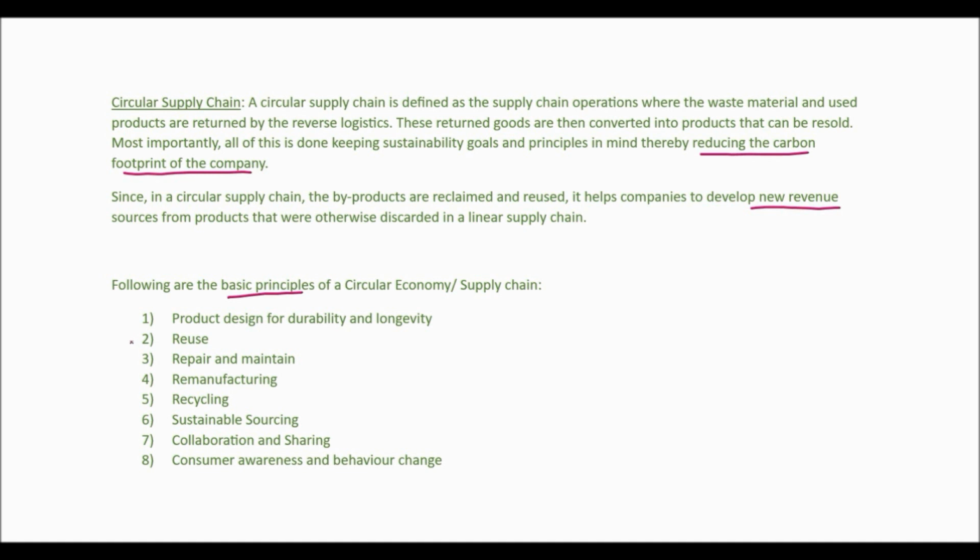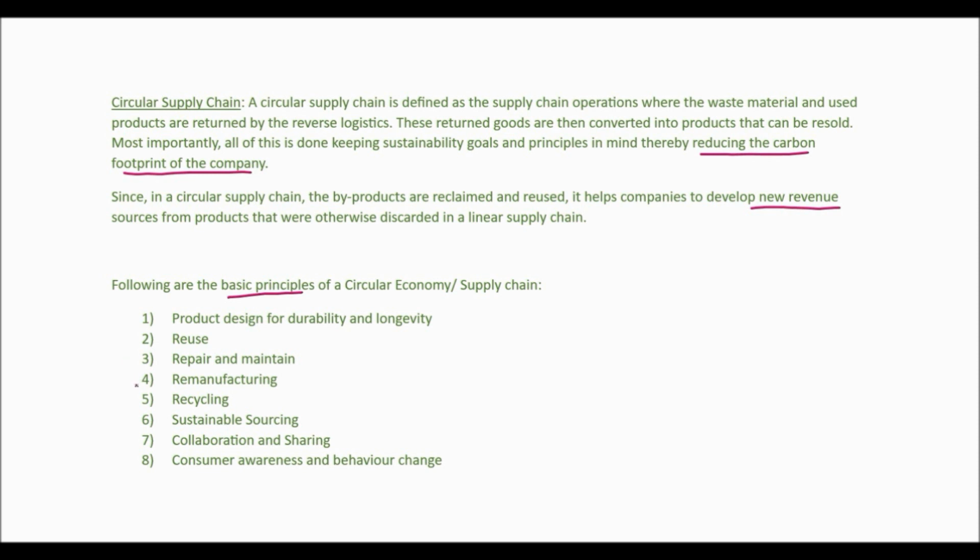When feasible, products and components are reused. This includes practices such as remanufacturing, refurbishing, and sharing or leasing items rather than purchasing them. Third is repair and maintain. Products are built to be repairable and maintenance services are easily accessible. So instead of replacing the products, consumers are urged to repair and maintain them.